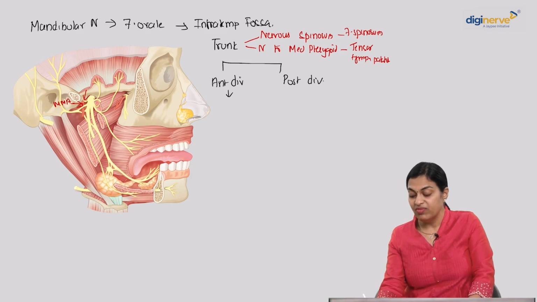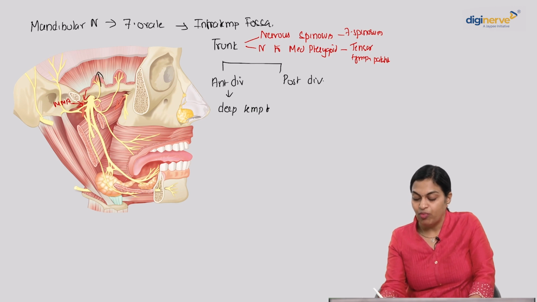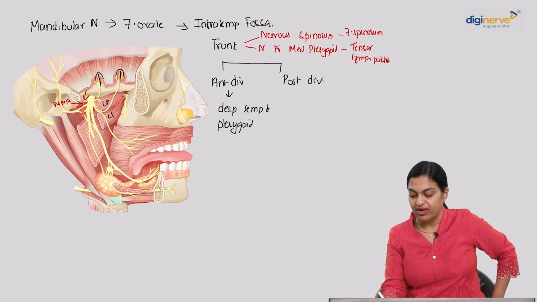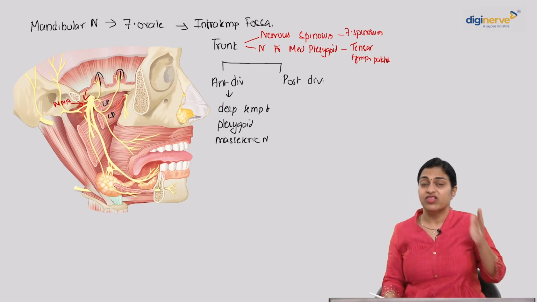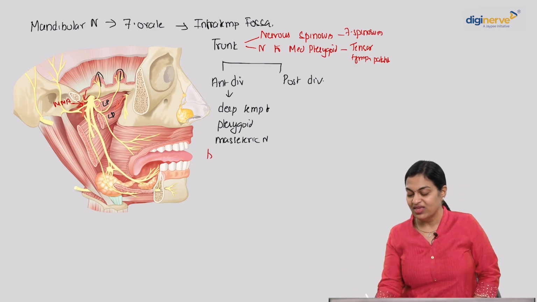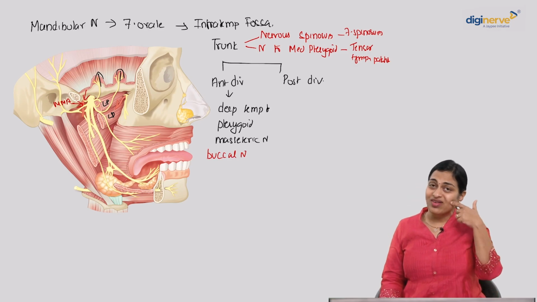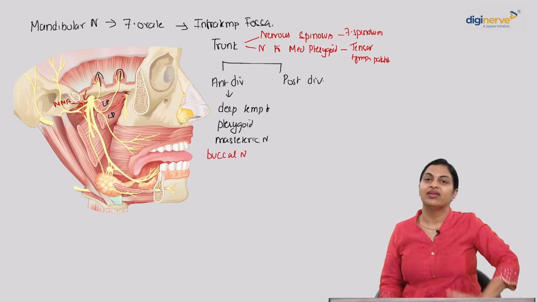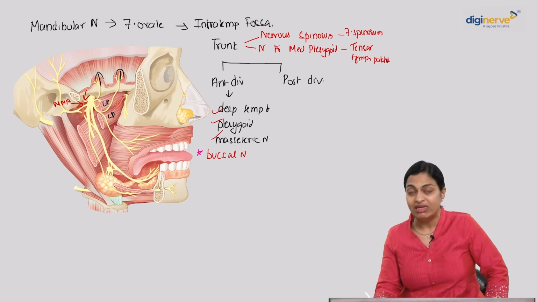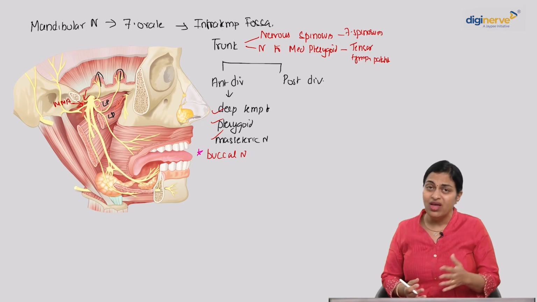From the anterior division, we get the deep temporal branches that supply the temporalis muscle. Okay, and then we have the pterygoid branches to supply the lateral pterygoid. This is the lateral pterygoid muscle, and then masseteric nerve to supply the masseter muscle which sits over the outer surface of the ramus of the mandible, and one sensory branch, the buccal nerve, which pierces the buccinator to supply the overlying skin and the underlying mucosa. All these are motor branches supplying the muscle, right? Whereas this one is the only sensory branch from the anterior division of mandibular nerve, which has been asked repeatedly as an MCQ.